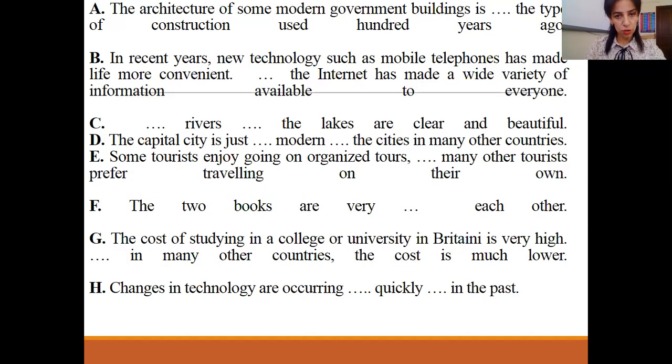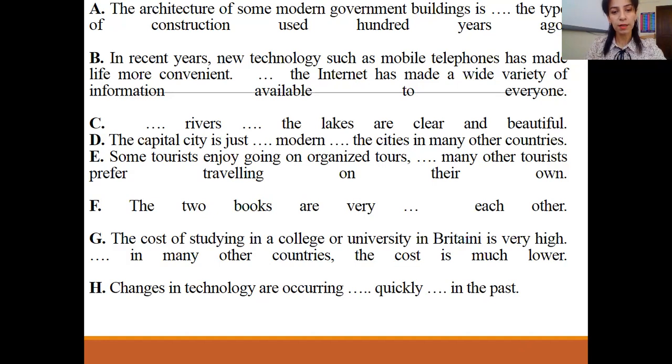Some tourists enjoy going on organized tours, but many other tourists prefer traveling on their own. So we can here use also while and though together with but. The two books are very different from each other.